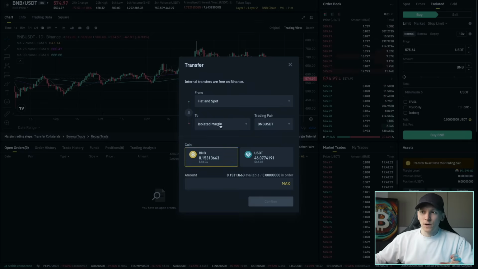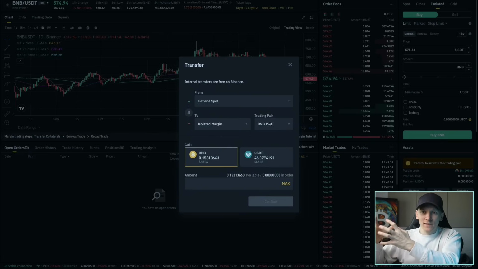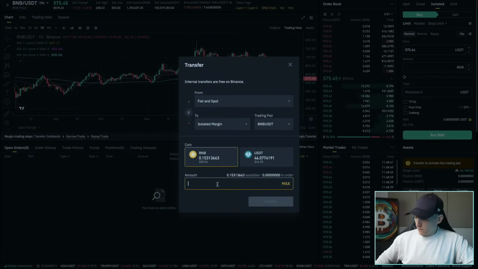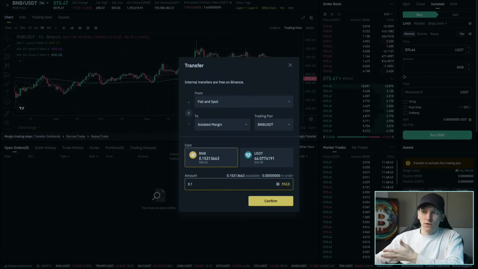And for isolated margin, you put assets into each specific trading pair. That's what isolated means, right? So that specific trading pair, you put assets in there, you can borrow against them, they're the margin, and it's isolated for that trading pair. So let's put an amount in, and you can transfer it over.